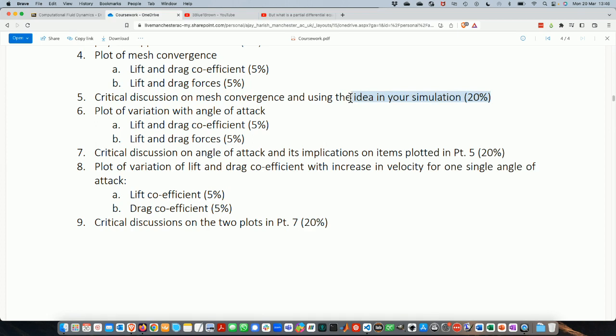So you want to do a mesh convergence, talk about why you are using a particular mesh, and use that for the rest of your simulations with regard to change in angle of attack and other things, right? So that's kind of what we want to see. We want you to critically understand what you're doing and talk about it and write about it and use it. So that is what you are learning in the course. That's what we should be assessing. So that's why it carries 20%.